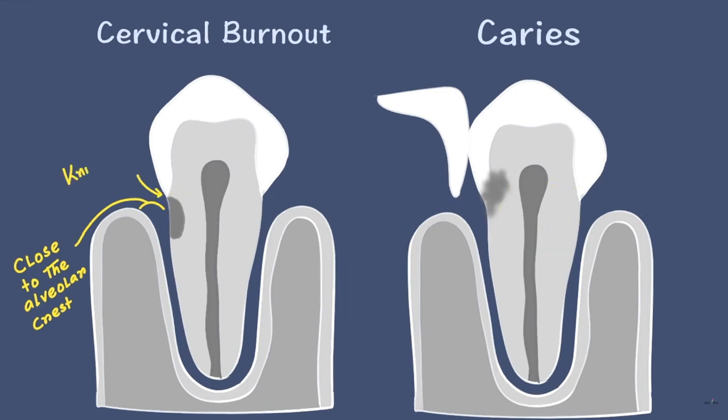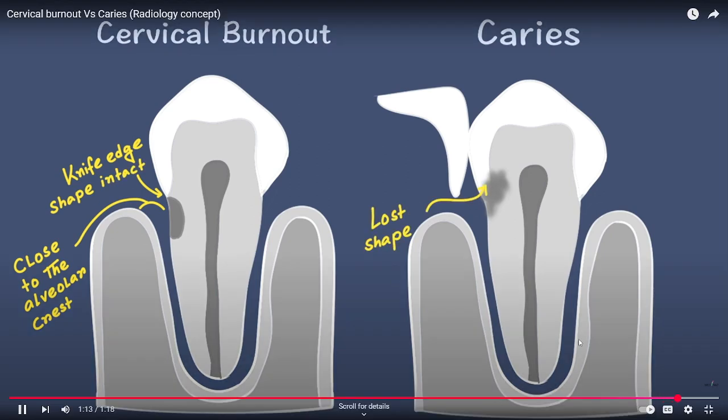In cervical burnout, the knife shape of the enamel at the cemento-enamel junction is intact, which is usually lost or effaced in case of caries. Hope these points will help you to differentiate these two entities.